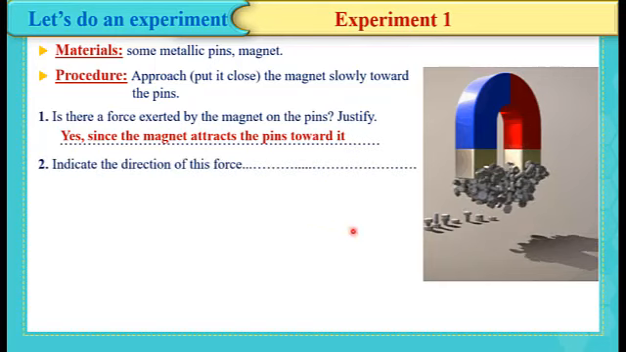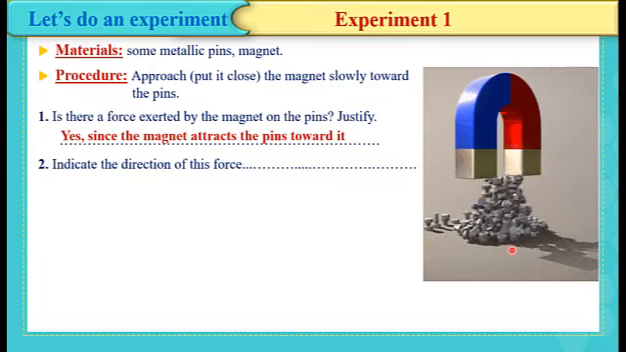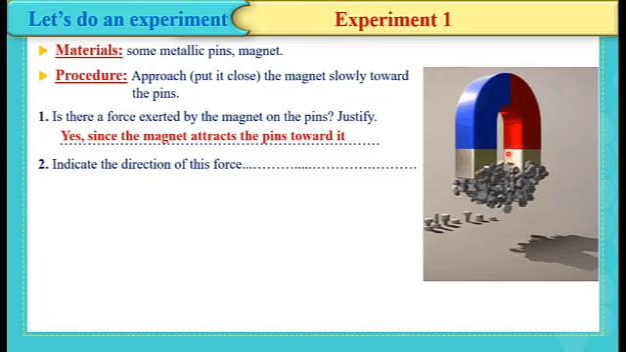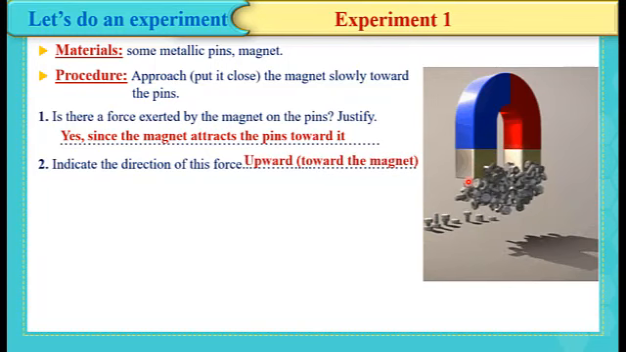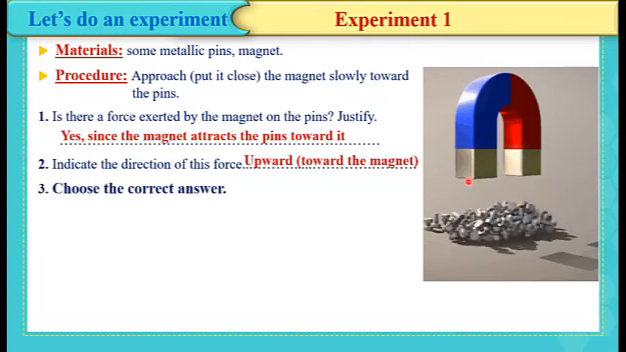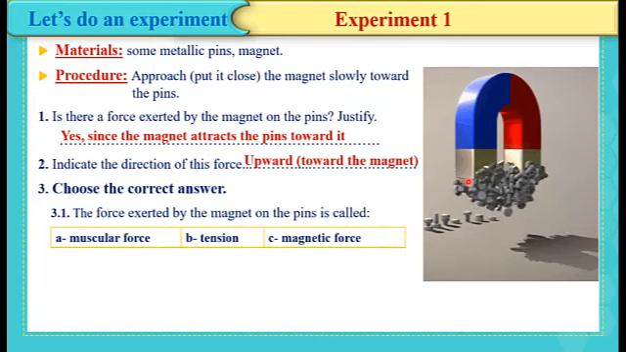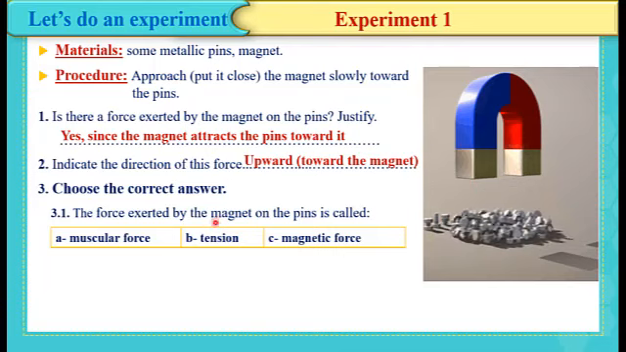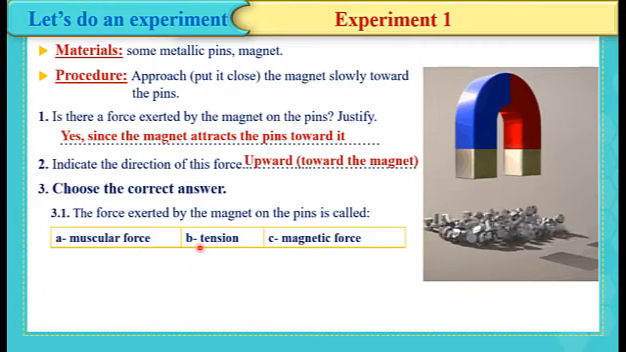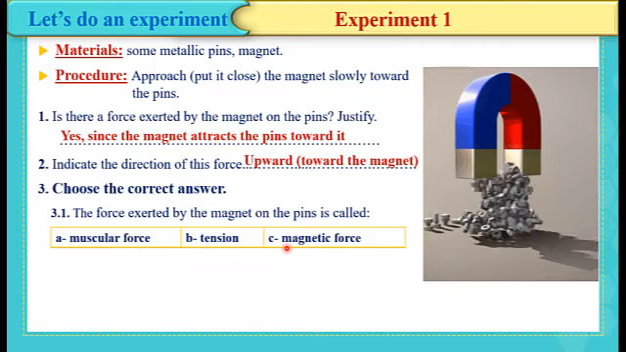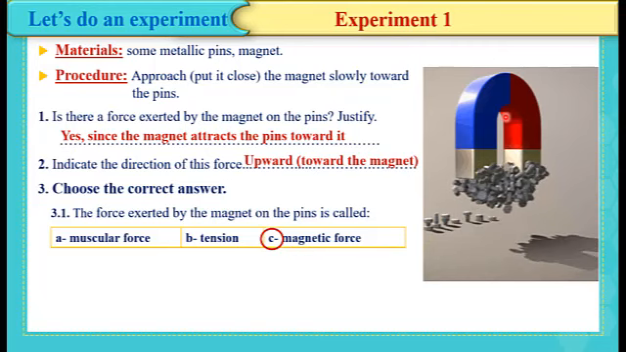Indicate the direction of this force. What do you think the direction of this force is? Here in this case, the direction is upward. In other words, the pens are directed toward the magnet. Choose the correct answer. Of course, you should choose the most reasonable one. The force exerted by the magnet on the pens is called muscular force, tension, or magnetic force. What do you think? For sure it's magnetic force, since we have a magnet.